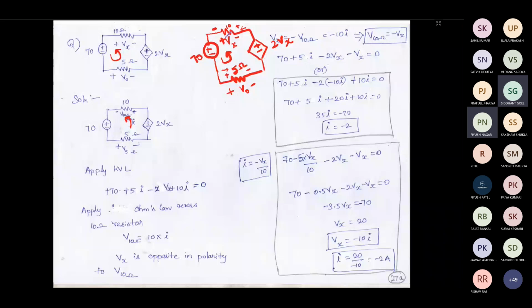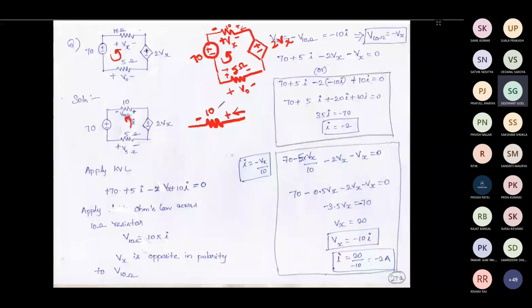If I find the voltage across this 10 ohm resistor for the given current direction, what I have done is I have taken the resistor, this is 10 ohm, and my current is going to enter in this fashion. Because of this, I have considered this as positive and this as negative.